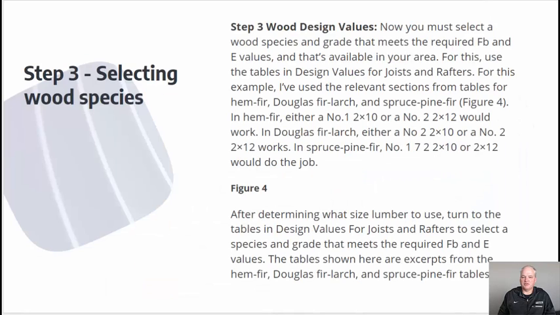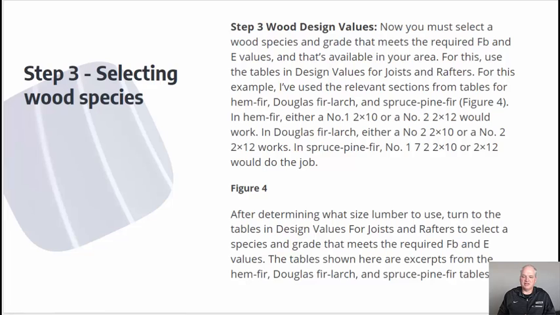For this, we'll use the tables and the design values for joists and rafters. For this example, I've used the relevant sections from tables for hem fir, which is hemlock and fir, two types of wood, Douglas fir and larch, which is another type, and spruce pine fir, sometimes called SPF. We'll see this in figure 4.